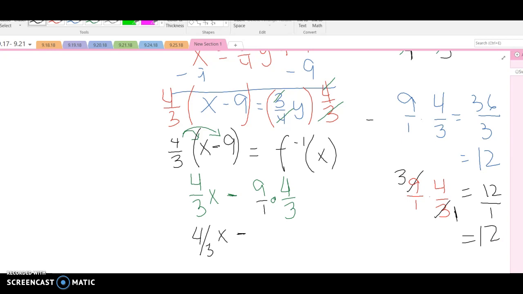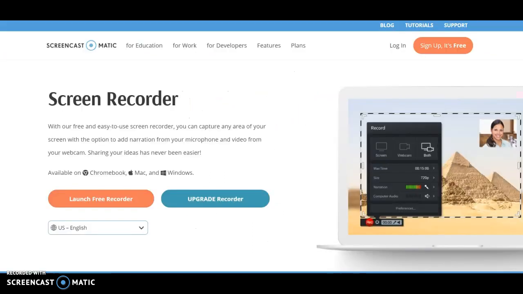Notice that I did it two separate ways. Here's the first way. Here's the second way. And both ways got me 12. So this is my answer. 4/3 x minus 12. And this is what you would put into Deltamath. So let's practice putting that in.